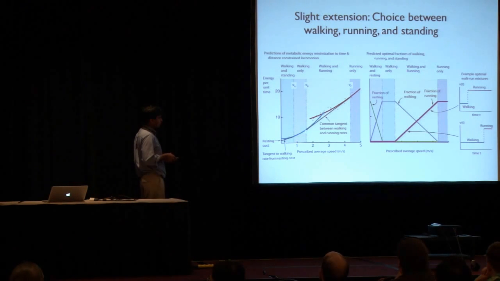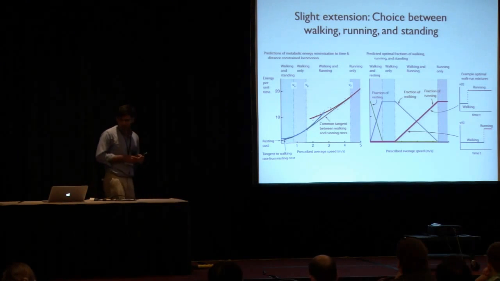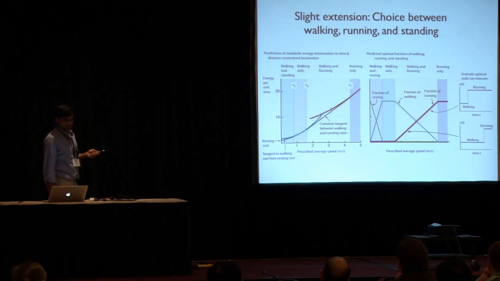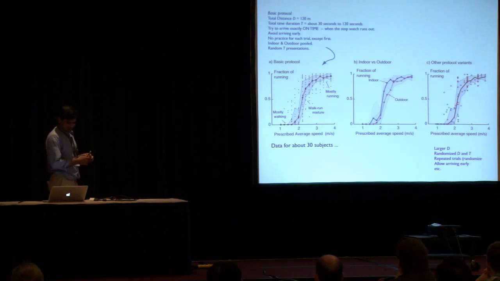If your average speed required is in some other regime, you should walk all the way and arrive exactly on time. If your average speed is a little bit higher, you should use walking and running, and then if the average speed is even higher, you should use all running. And these are the various fractions. Right? So all standing, standing and walking, walking and running. Right? Now we did an experiment.